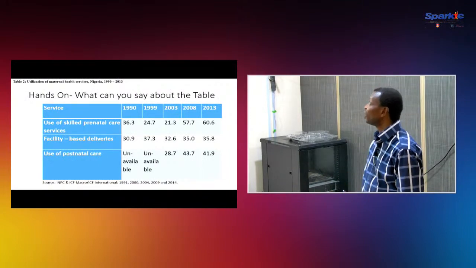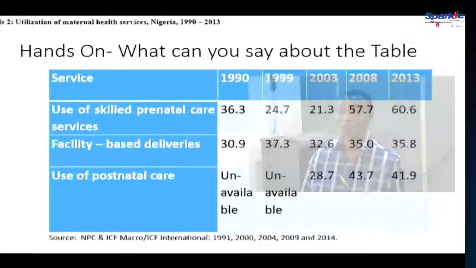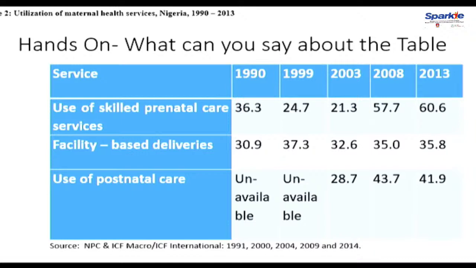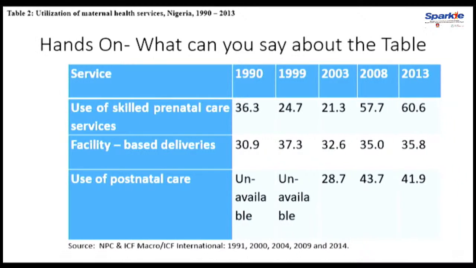Hands on. What can you say about the table? Oh yeah. Use of skilled prenatal care. Improving over the years, or has improved over the years? It's showing, it's not consistent. Has improved over the years. Actually, 2008 and 13. This is from NPC. Mind the way you say it's not consistent too.